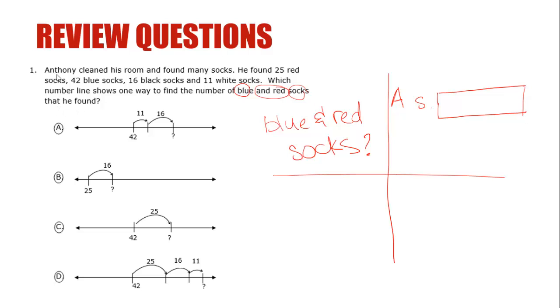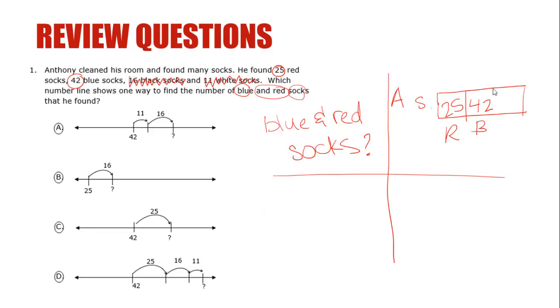So let's reread it. Anthony cleaned his room and found many socks, period. No information there. Keep moving. He found 25 red socks. Ooh, you need that. Red socks, 25. 42 blue socks. Ooh, we need blue because we need blue and red. So 42. And 16 black socks. Well, our main idea doesn't say anything about black. And 11 white socks. Don't need the white because our main idea doesn't say anything about white.